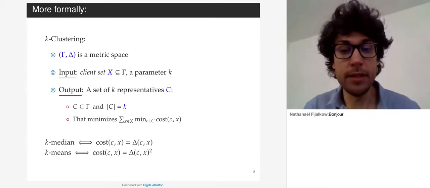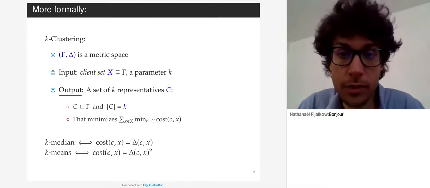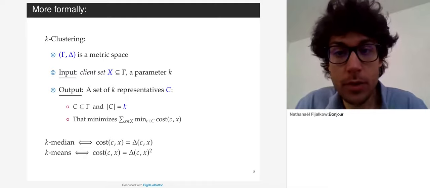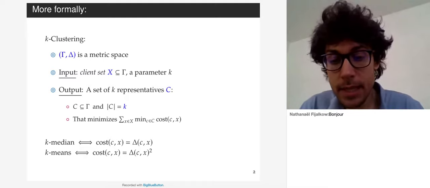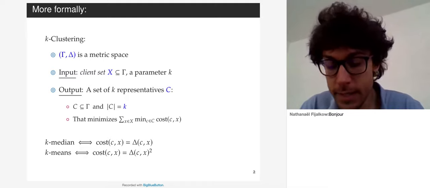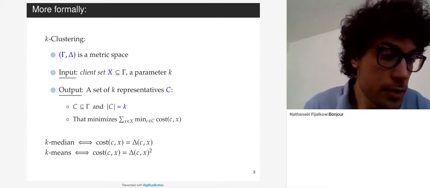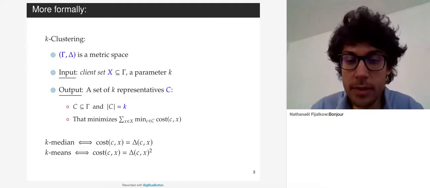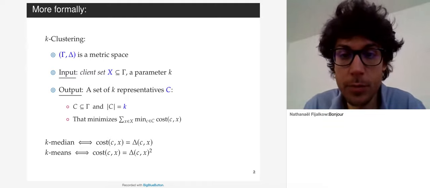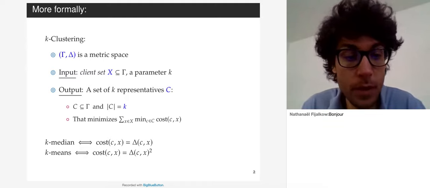Okay, so that's the very basic definition here. Think about delta as just a distance function, gamma as a set of points, and now we have a subset of the points. This is a very basic problem, and if it's unclear to anyone, just feel free to interrupt here. This is supposed to be pretty clean: what's the optimization problem we're going to work with.